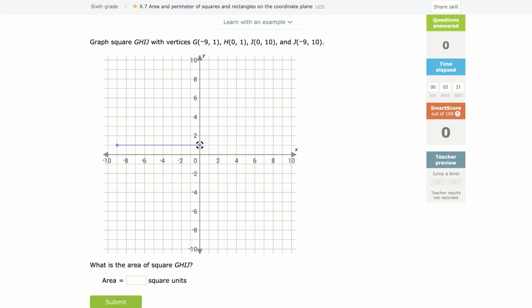The next one, I is 0, 10. So again, I'm back on the origin. I do not go left or right, but I do go up to 10 and click, and then it draws the line. And then for J, -9, 10. So back to the origin, 9 to the left, up 10, and there we have our square. It asks you for the area of this square.